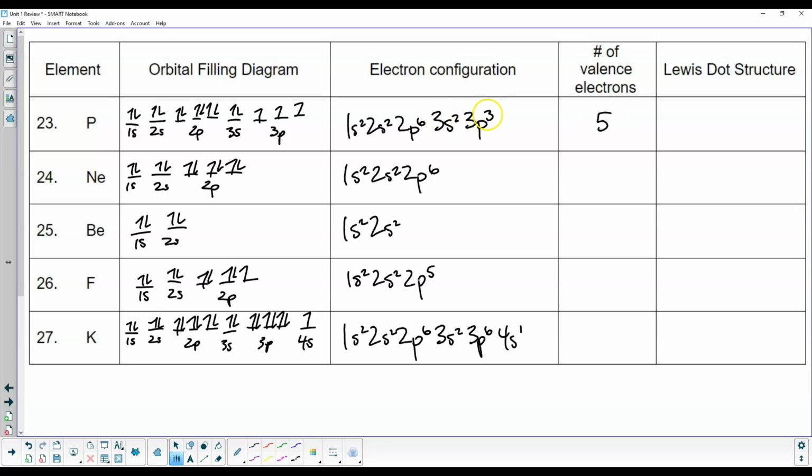Okay, so looking at phosphorus, phosphorus has 5 valence electrons. These and these in the third energy level, 3 in the p orbitals and 2 in the s orbital. So if you're going to do a Lewis dot structure, you're going to start on the right and just put 5 dots. So right, top, left, bottom, and then back to the right. There's 5.